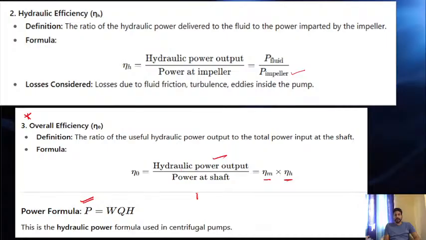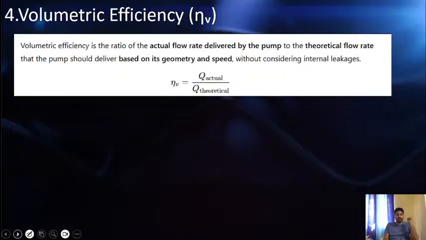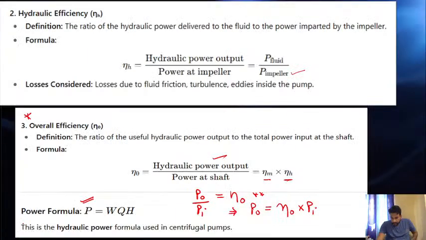So this is my power output divided by the power input, the power to the shaft, is equal to overall efficiency. So here my power output is equal to the overall efficiency of the pump multiplied by the power input. This is very very important. So for the centrifugal pump we are using this hydraulic power formula. If you are getting my point, you can tell me. If you are not, you can ask, guys.